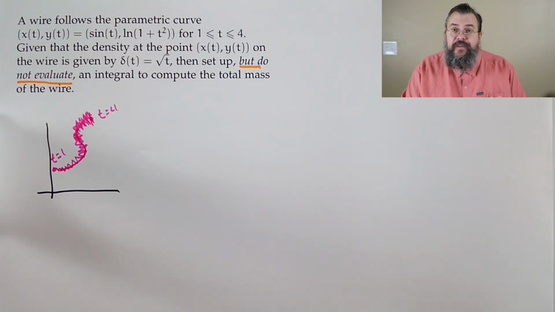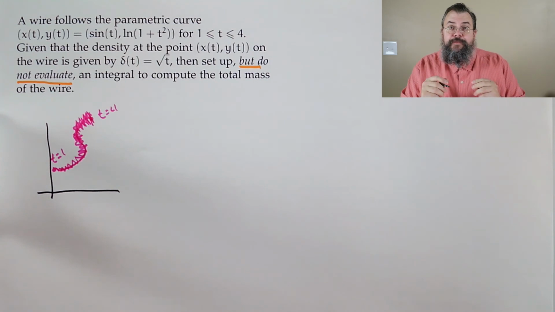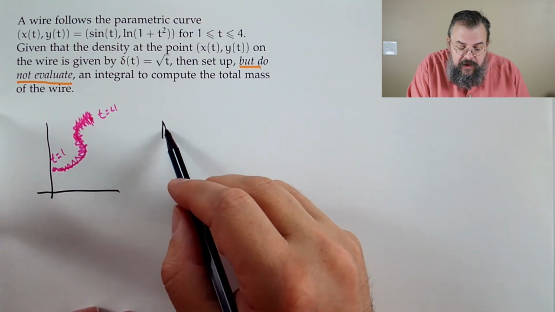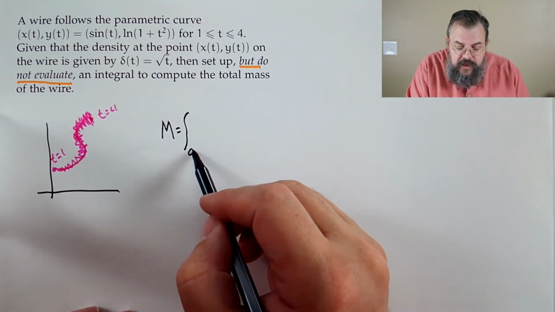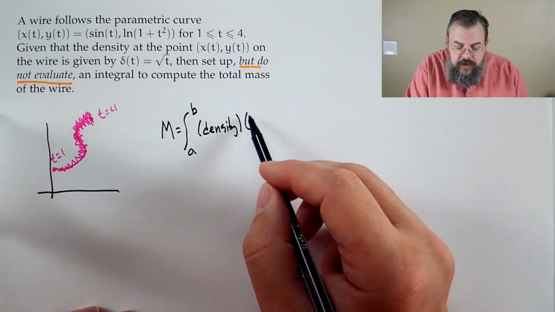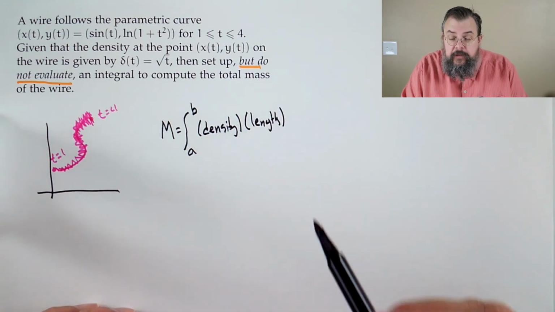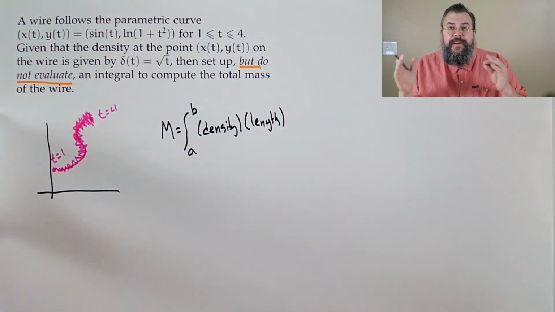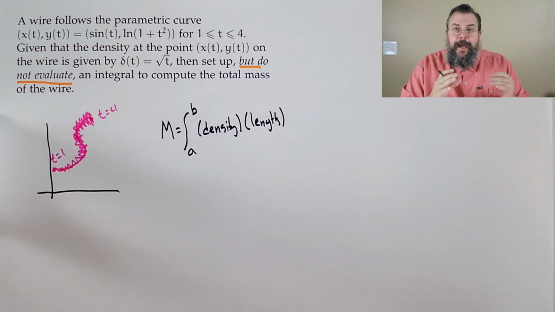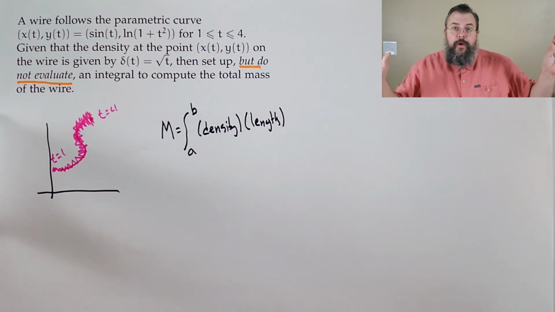Well, we think about mass. Now, how do you do mass in a one-dimensional object? We think of a wire as being a one-dimensional object. So the way we compute mass is we say we're going to add up, start to stop, our density times our length. That's it. That's how you compute mass of one-dimensional objects: density times length. And then we're done. That's the whole thing. If we understand our density, our length, and when to start and stop, we've done the whole thing.